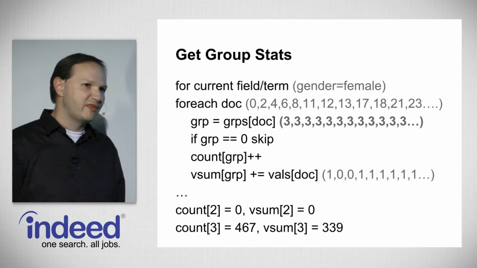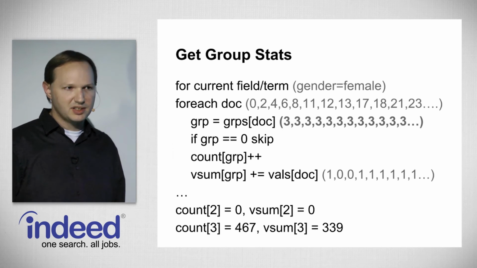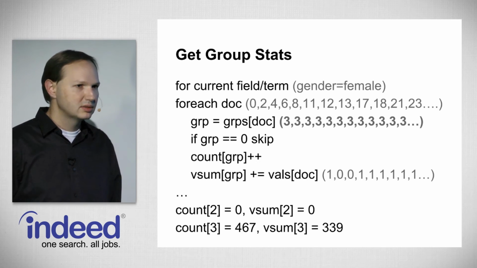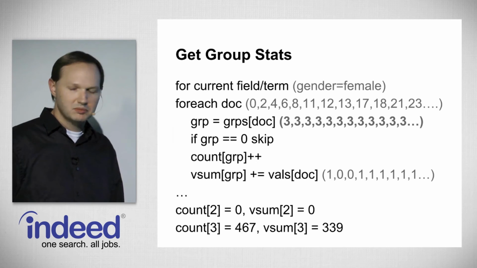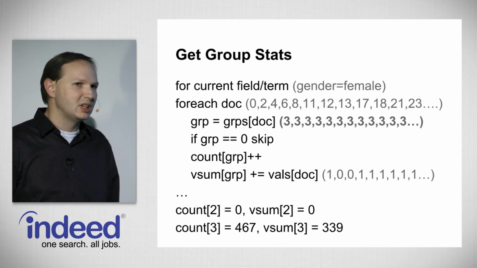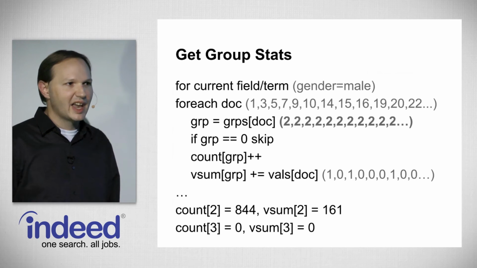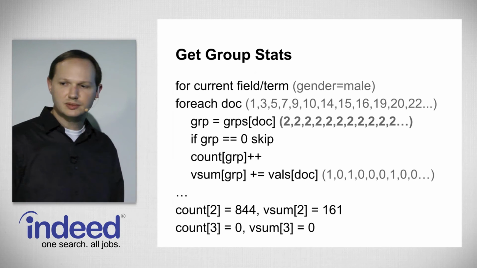When we get to the term female, it's a little odd because actually all of the documents that are female are in group 3. In that case, we don't have any data for group 2. And this split would just be considered inadmissible, and we would just skip over it. And this is the analog for gender male.